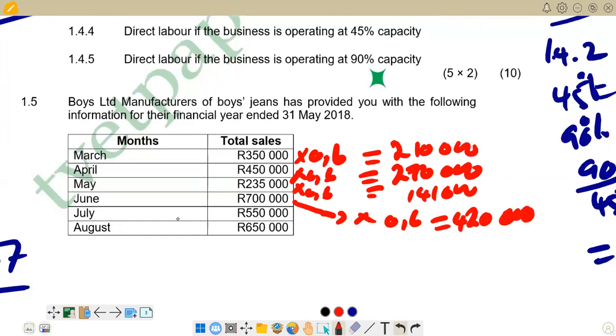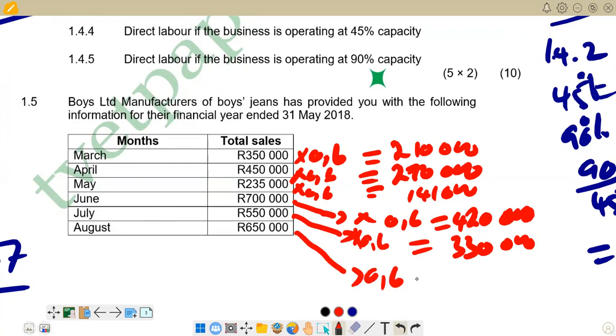420,000. And then we go to July. For July, again, we are going to say 0.6 times 0.6 again. There, we have 550,000 times 0.6. You are supposed to get 330,000. Then lastly, August, you multiply by 0.6. 650,000 times 0.6, you get 390,000.